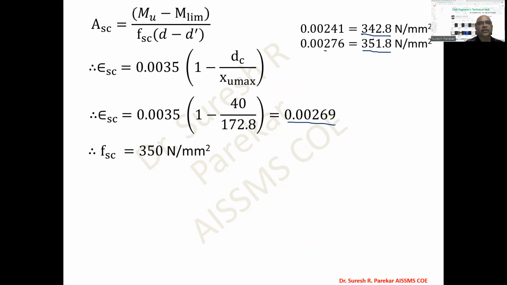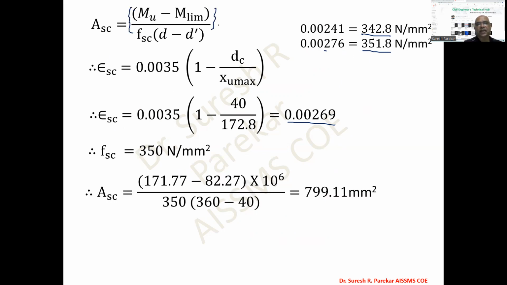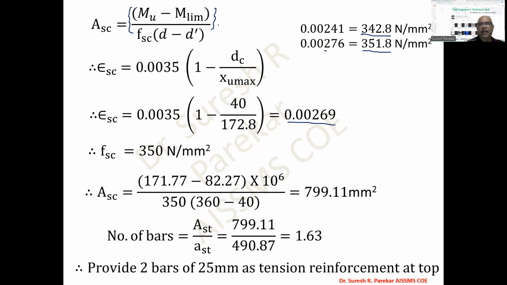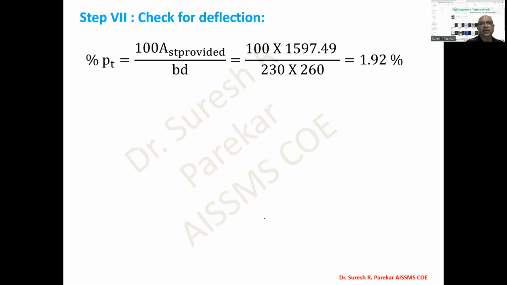Substituting all values in this equation, we will get the value of Asc, and that is 799.11 millimeter square. So for the number of bars by providing 25 millimeters, it is 1.63. So we will provide 2 bars of 25 millimeter as compression reinforcement. Now after this, we have to go for the check for deflection. And for this, we have to find the percentage reinforcement. And we have that as 1.92.